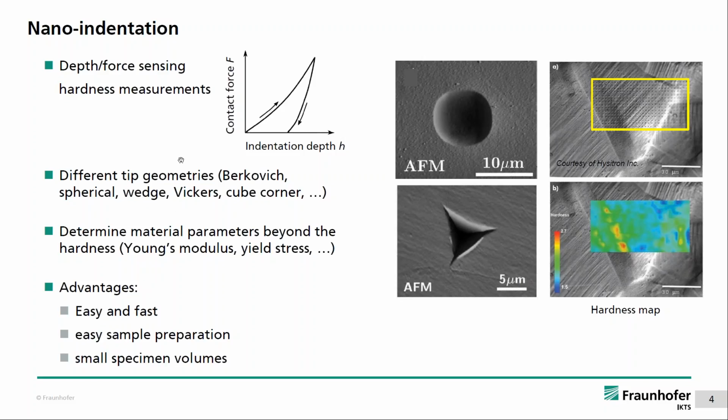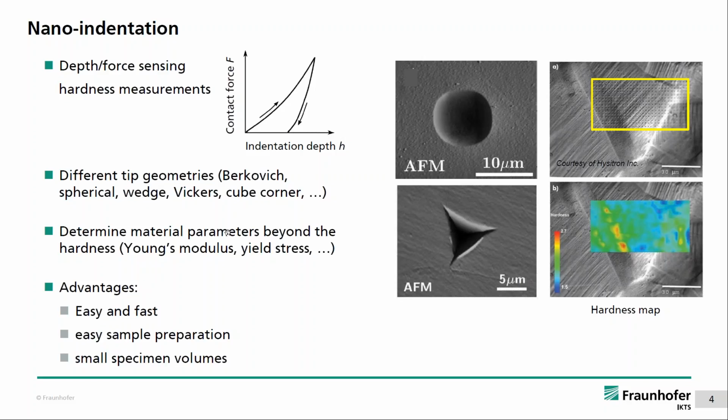And you have different tips, mostly made of diamond, but can be also other materials. What's often used is a Berkovich pyramid, which is a three-sided pyramid. It leaves imprints that look like this. Of course, you can also use spheres and wedges and other shapes. So this is an imprint of a sphere, a fairly big one in the world of nano-indentation, but just to image it, how it looks like.